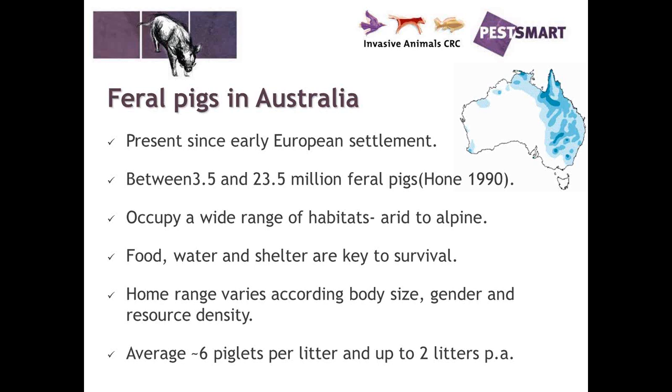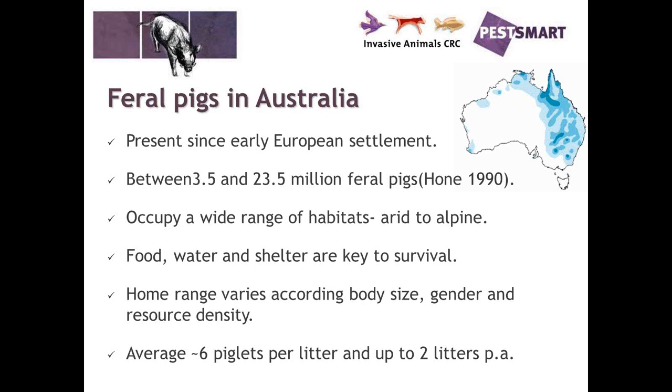But food, water and shelter are key factors to their survival. And the importance of those, I guess, depends on the situation at hand. In a lot of situations, shelter becomes the most important, particularly in really hot conditions, because pigs will travel a long way overnight to access water, up to 10 kilometres in some circumstances. But if they can't escape the heat during the day, they'll die of heat exhaustion quickly.